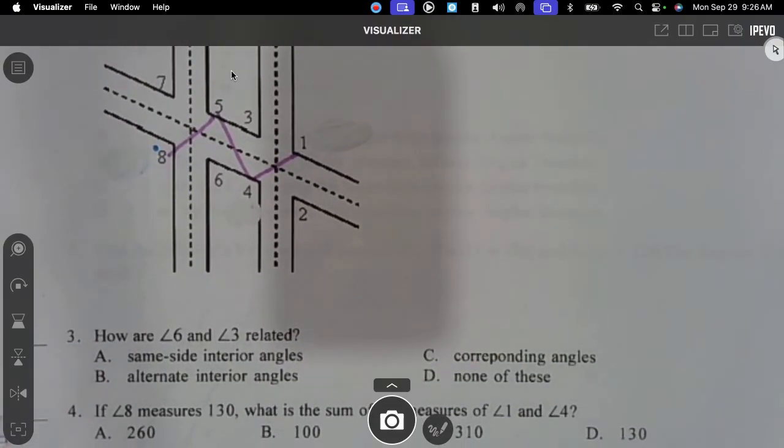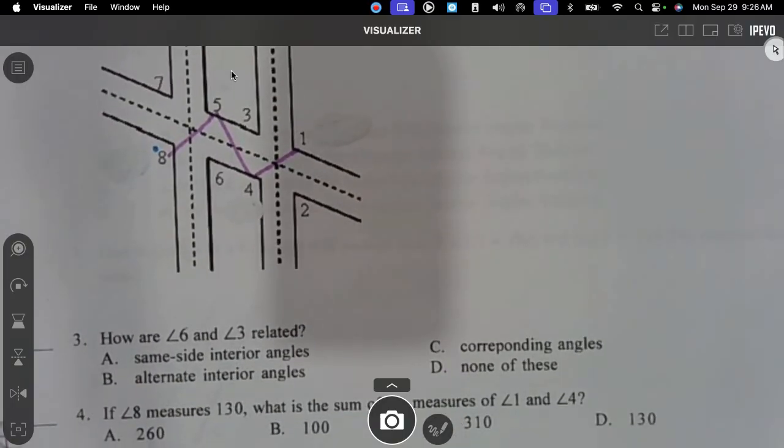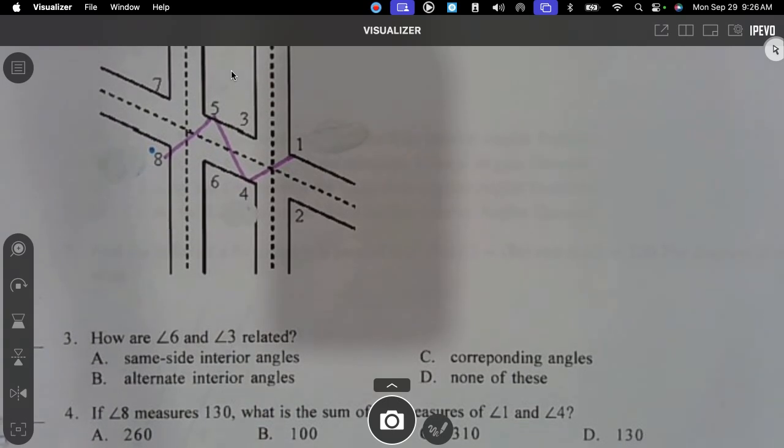If angle 8 is 130, careful, this one's difficult. What's the sum of 1 and 4? First of all, if angle 8 is 130, what's the measure of angle 1 and the measure of angle 4? Angle 4 is 130, right? And angle 4 is 50. Angle 1 is 50. Angle 1 and 4 are vertical angles, so they have to be equal. 8, 5, 4, and 1 are all 130 degrees. Does everybody understand that? Because of the types of angles they are.